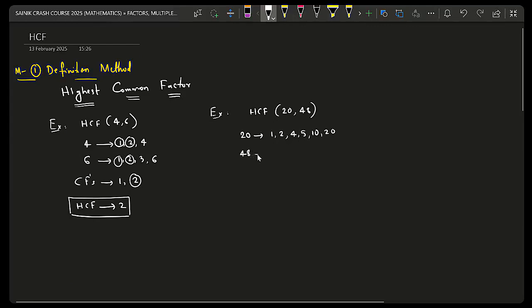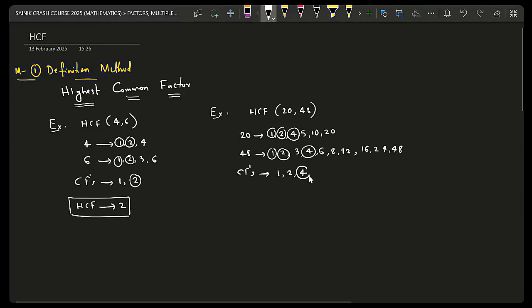For 48, let's write all the factors: 1, 2, 3, 4, 6, 8, 12, 16, 24, and 48. And we want to write the common factors. So the common factors are 1 is common, 2 is common, 4 is common, and that's it. So let's write the common factors: 1, 2, 4.